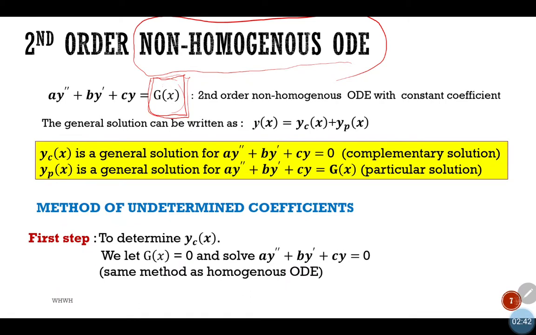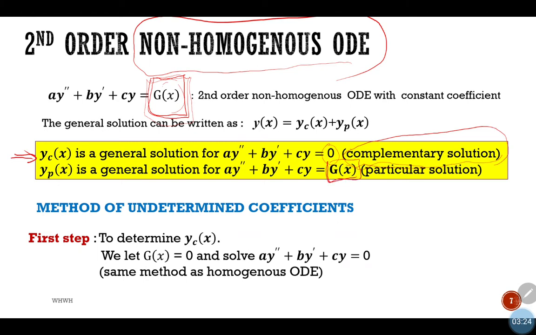If G(x) is equal to zero, we solve and we call our solution there the complementary solution. This one we have done during our Google Meet class last week. Now, if we have our right hand side equal to G(x), then you have to consider both solutions: the complementary solution by letting G(x) equal to 0 first, and also the particular solution by considering G(x) on your right hand side.